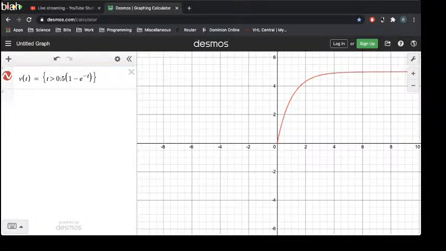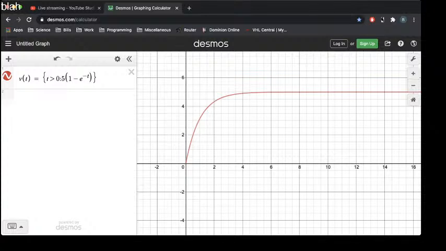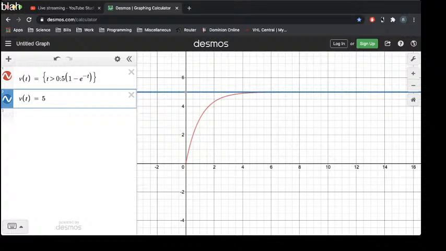So we can see that we have a sort of exponential approach to the terminal velocity. So notice how 5 is the overall multiplying factor, so that means that the terminal velocity is 5, and we can see that this asymptotically approaches 5, right? If I put in v equals 5 in there, we can see that asymptotically we are approaching the value 5. Okay?